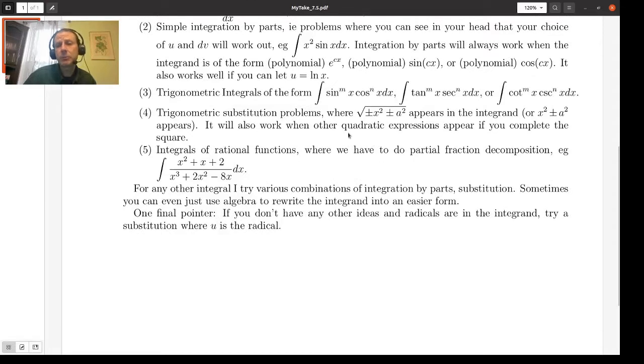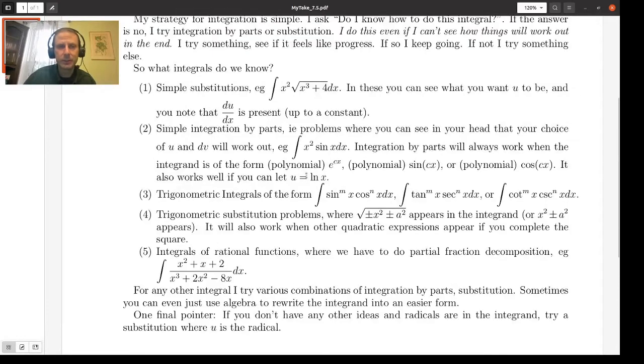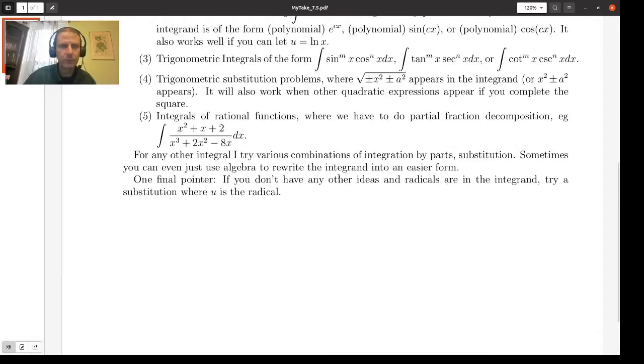The last specific type we learned was how to integrate rational functions. Whenever you have a polynomial over another polynomial, you can use the techniques involving partial fraction decomposition. One final pointer: a lot of times if you don't know what to do and there's a radical, doing a substitution where you let u be the radical often will work out, even if you can't see how at the beginning. So when none of these other techniques apply, that should be one of the first things you attempt.